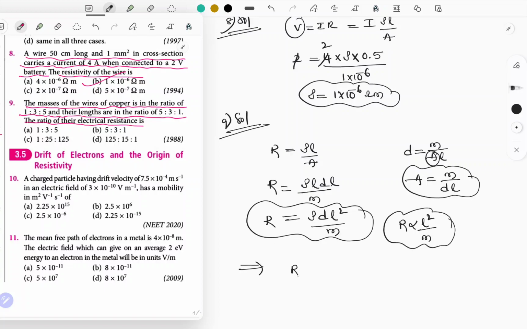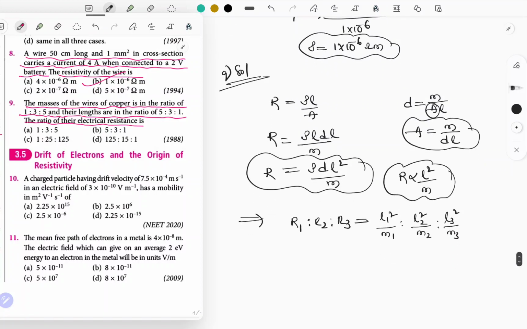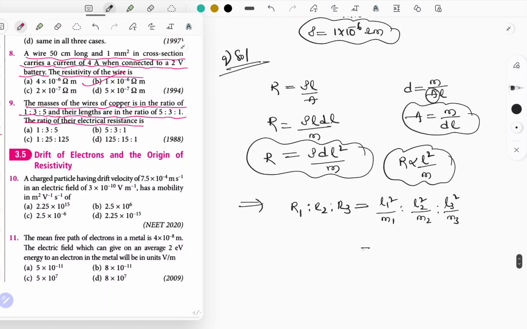So resistance ratio R1 is to R2 is to R3 is equal to, the ratio that they have given. R1 is replaced as L1 square by M1, R2 is L2 square by M2 and L3 square by M3. So this is the ratio, where the masses of the copper weights ratio and their lengths ratio they have given. So this one can be replaced as lengths.